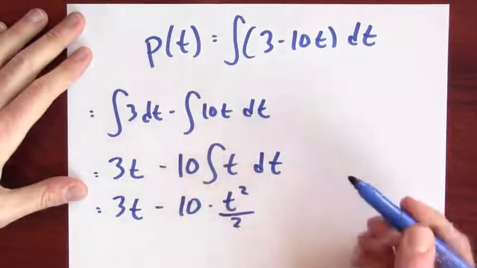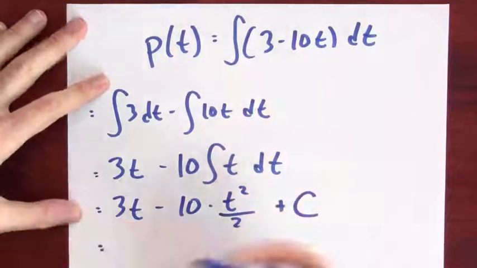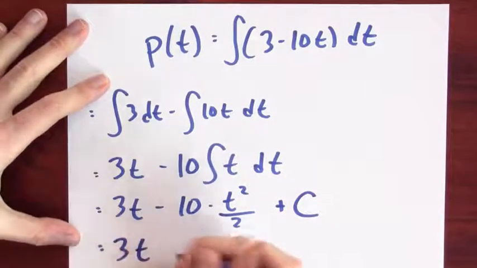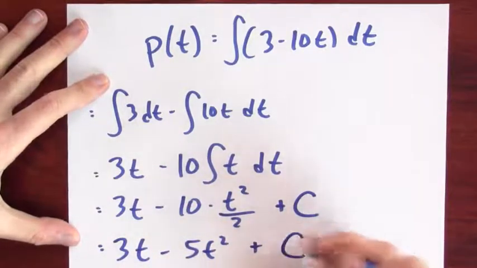If I differentiate this, I get back t. I'm going to include a plus c here. So I could rewrite this as 3t minus 5t squared plus some constant c. And now that plus c has a perfectly reasonable physical interpretation. If I know my velocity, I know my position, as long as I know my initial position, as long as I know where I started. And that's what that plus c is encoding.